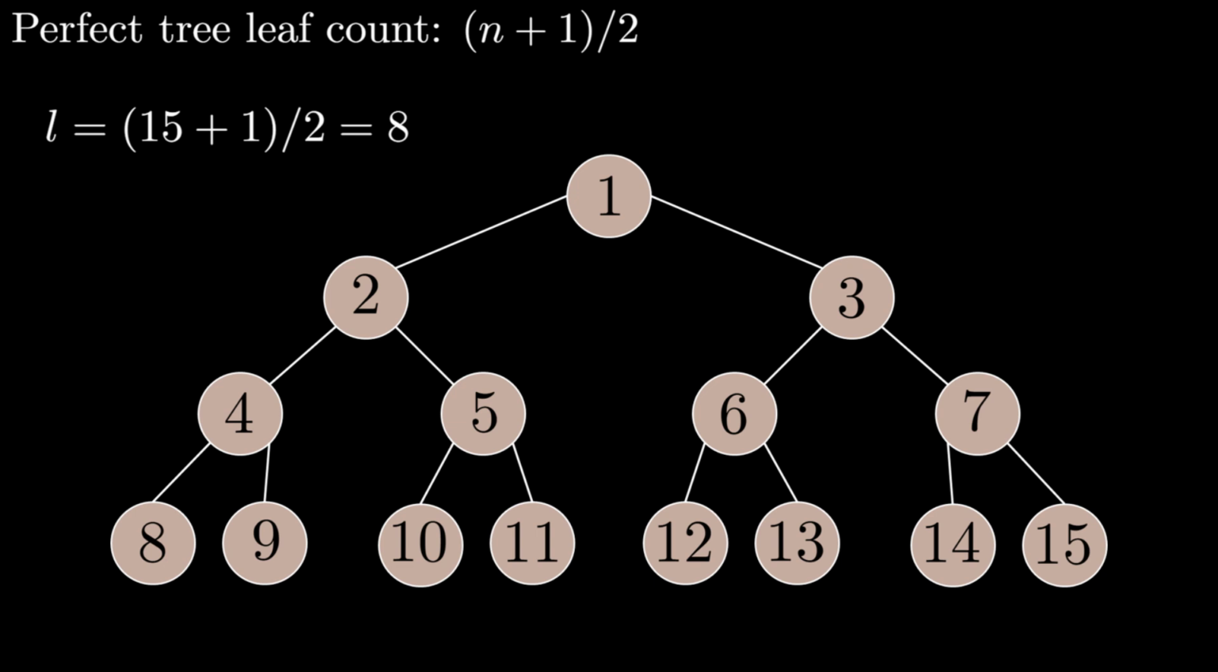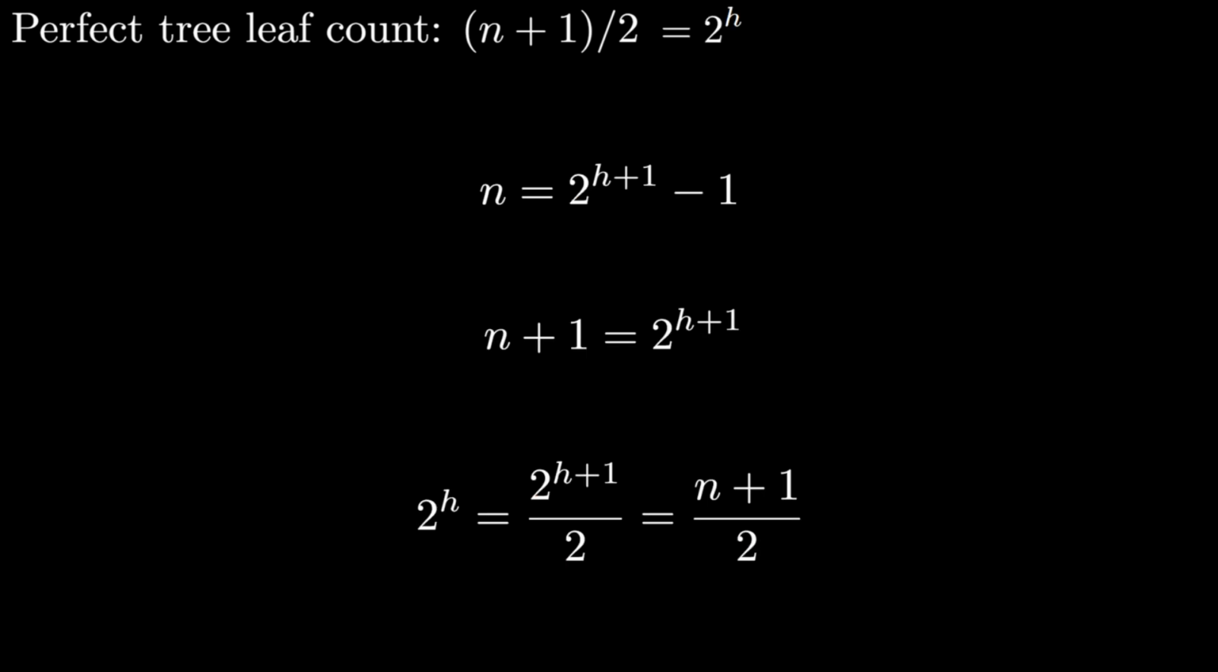Our perfect tree has a leaf count of (15+1)/2, which is 8. A more intuitive expression for the number of leaves is 2 to the power of h, and we find these two expressions are equal using our previous expression for n in terms of h.